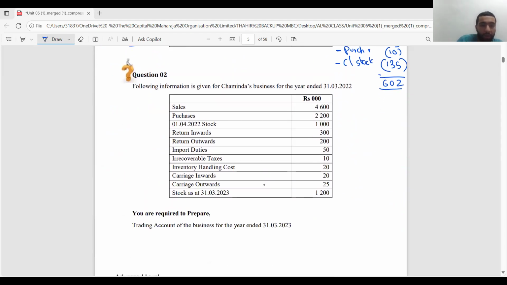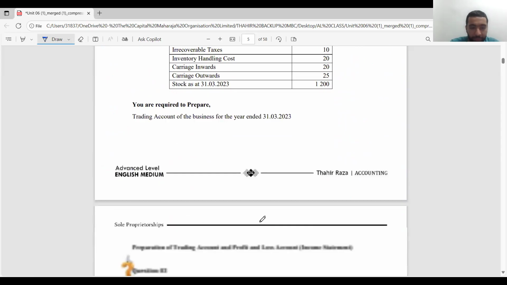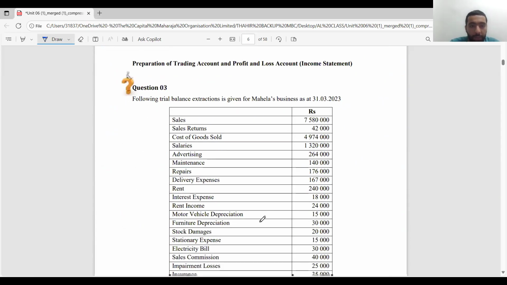Again, you have to prepare the same thing. This is homework for you. I'm not going to do the same thing again, but this is the homework. Please take the homework seriously. Right. Number 3.